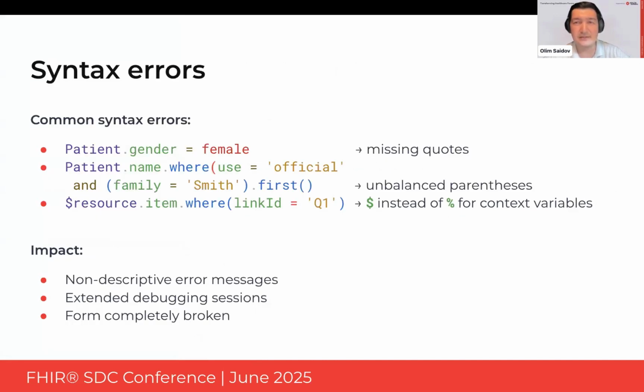When clinical users write FHIRPath, they make predictable syntax mistakes. They write what makes sense to them, but FHIRPath has strict rules about quotes, parentheses, and special characters. These aren't obvious unless you have programmed before. And when something goes wrong, the error message is cryptic.